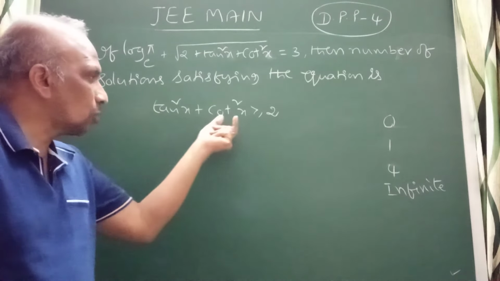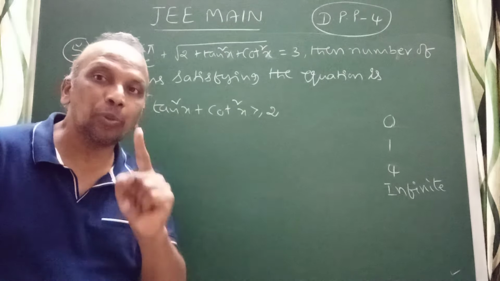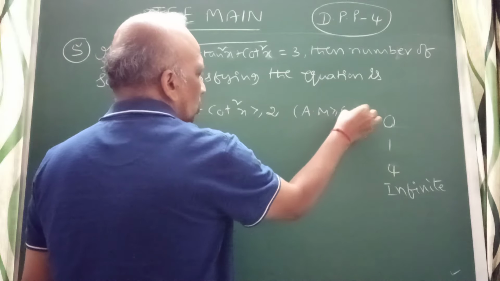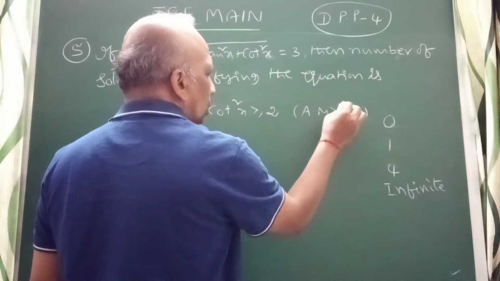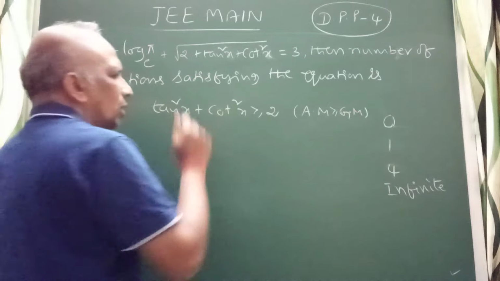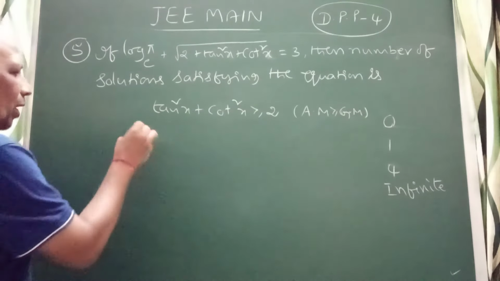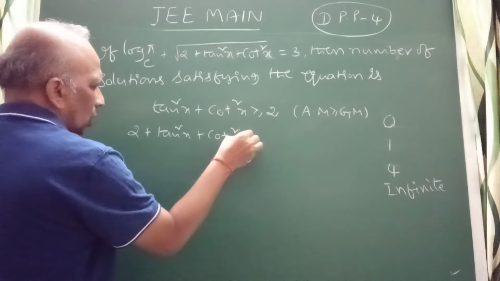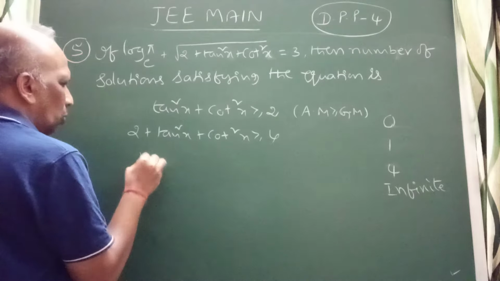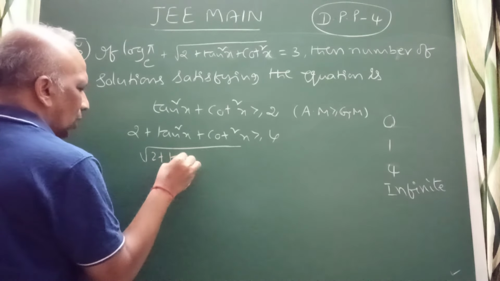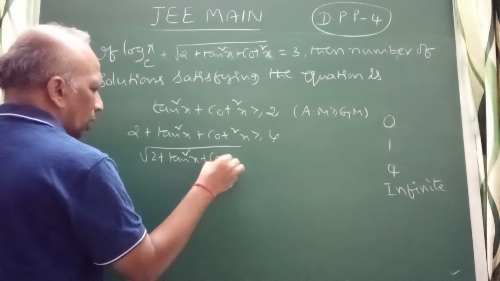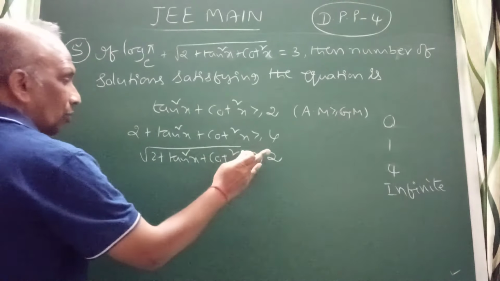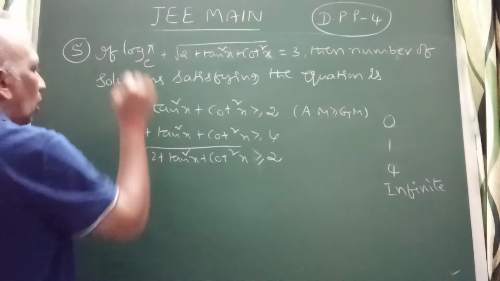You get tan square x plus cot square x greater than or equal to 2 by using AM greater than or equal to GM. You will get an idea about this, right? Now add 2 here: 2 plus tan square x plus cot square x is greater than or equal to 4. Then root of 2 plus tan square x plus cot square x should be greater than or equal to 2. Correct.